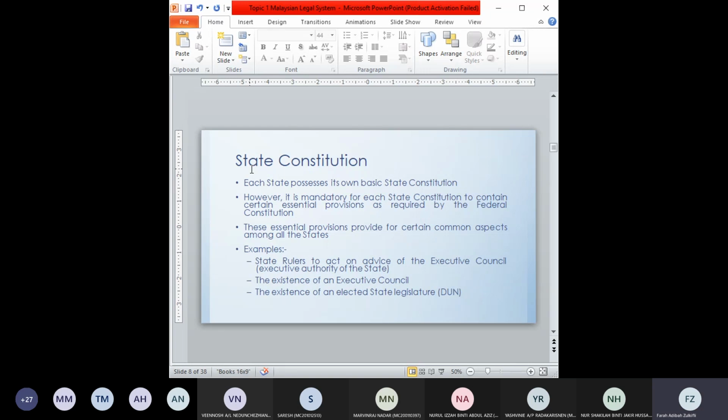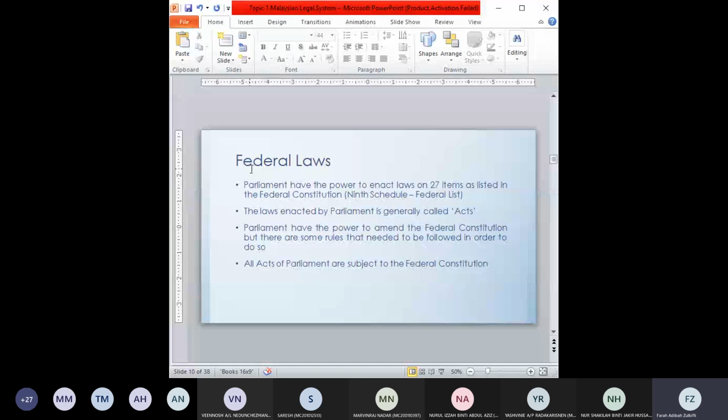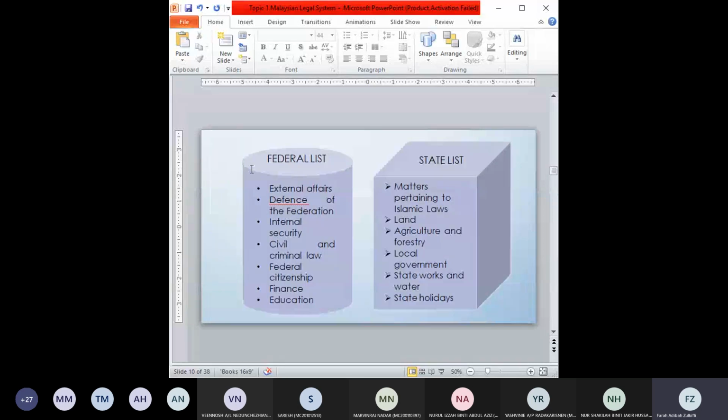So if you want to make any enactment, you have to refer to the state constitution first. If you want to make an enactment, you have to refer to the federal constitution, make sure it is not against the federal constitution, and at the same time, you also have to refer to the state constitution to make sure that the law you enact is not against the state constitution. So that is the federal constitution and state constitution. Federal laws are acts, state laws are enactments.